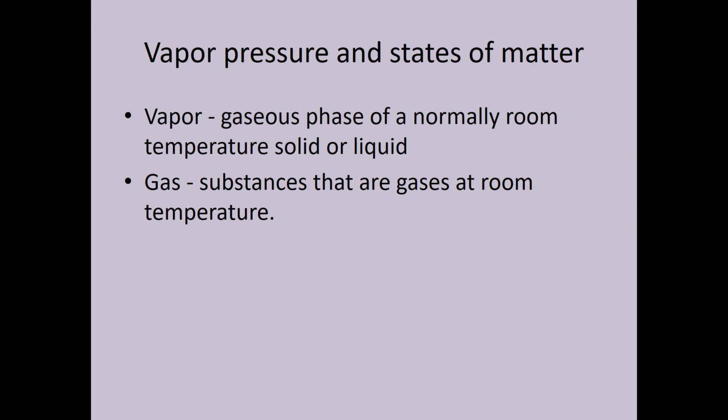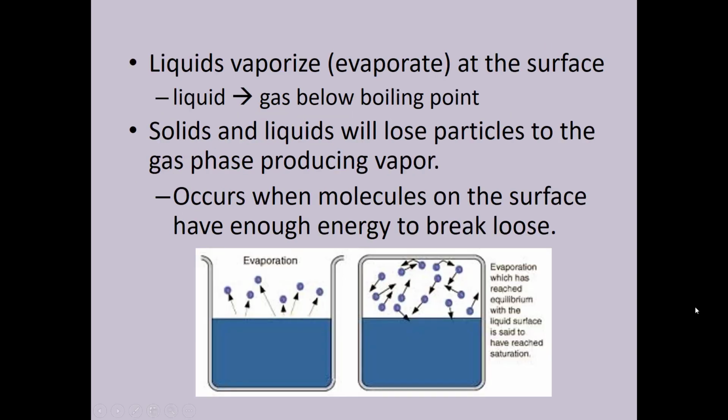A gas is a substance that is normally a gas at room temperature. And if you look at the periodic table, usually it's a red color that they use for the symbol of the element. All of those are gases. So chlorine, fluorine, oxygen, nitrogen, those are all gases at room temperature.